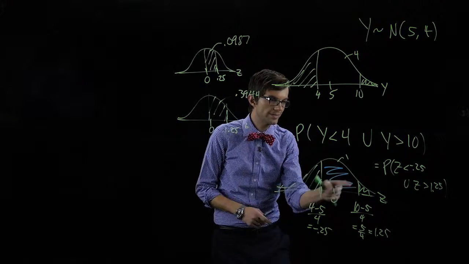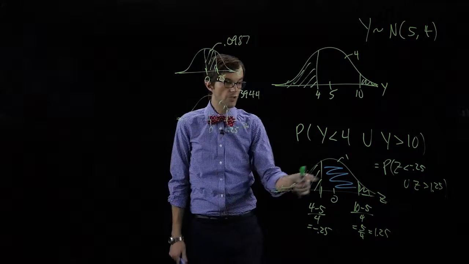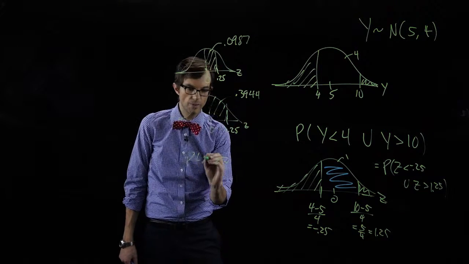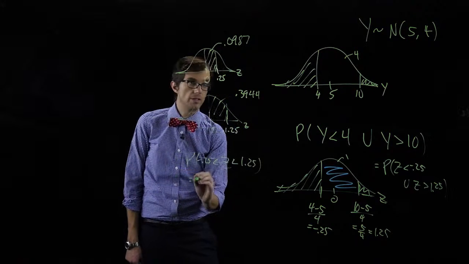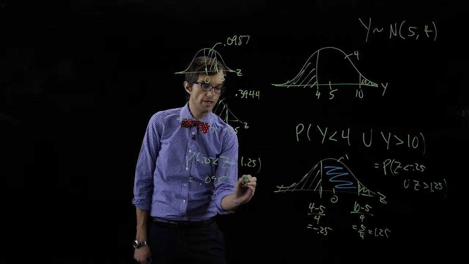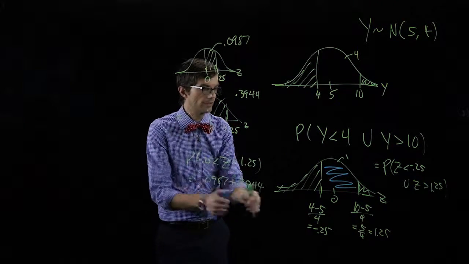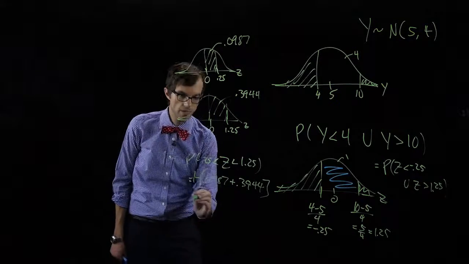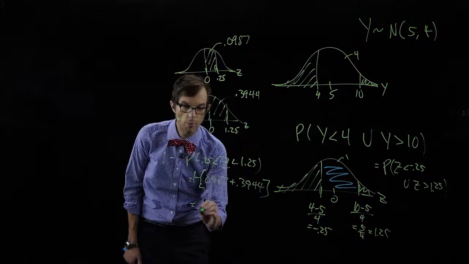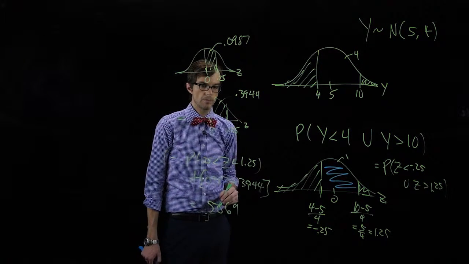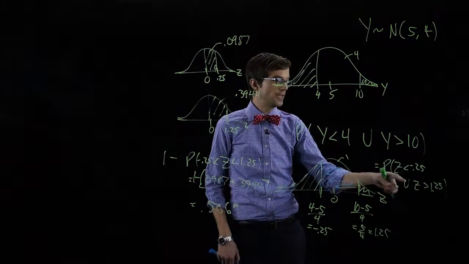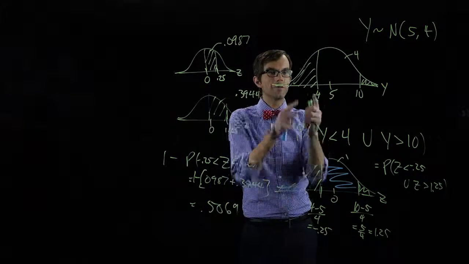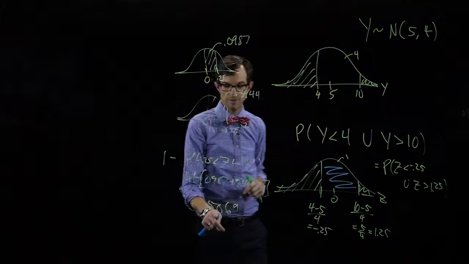The complement of this area is everything else. So if we sum these two up, the probability that z is between negative 0.25 and 1.25 is 0.0987 plus 0.3944. If we take the complement of that, we get the area that we want. So 1 minus this sum, and that number is 0.5069. So the probability that z is less than negative 0.25 or greater than 1.25 is equal to the probability that y is less than 4 or greater than 10, and that probability is 0.5069.